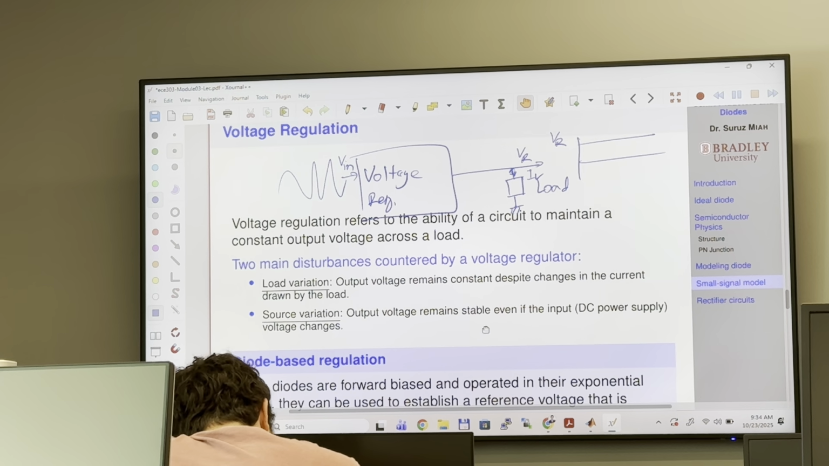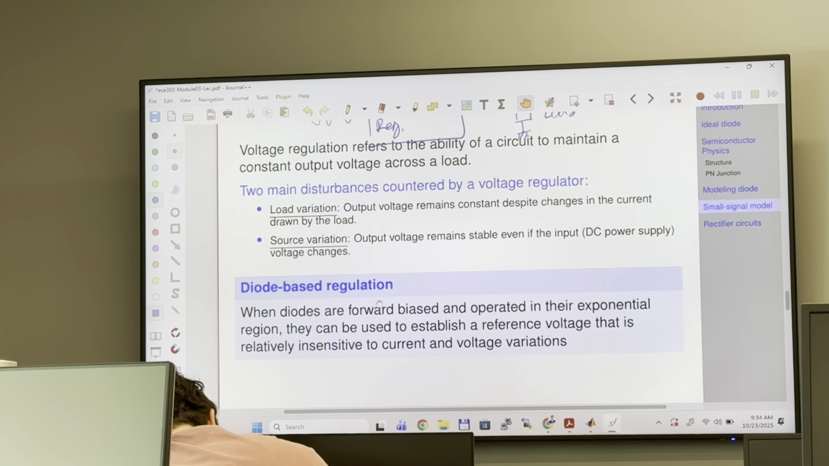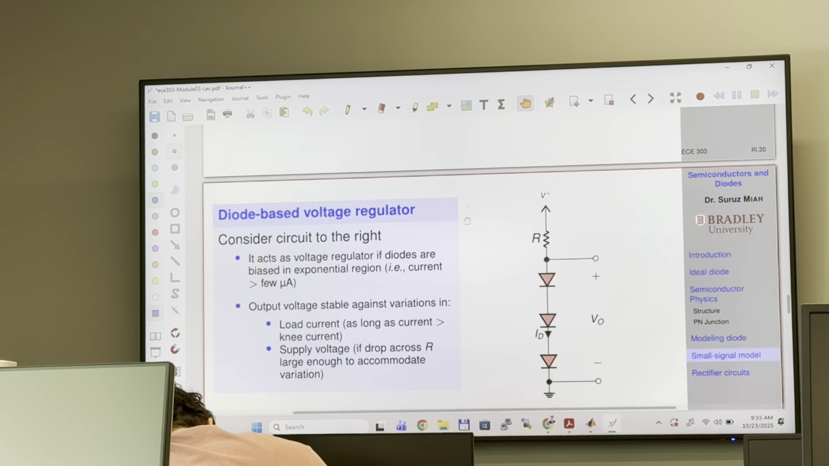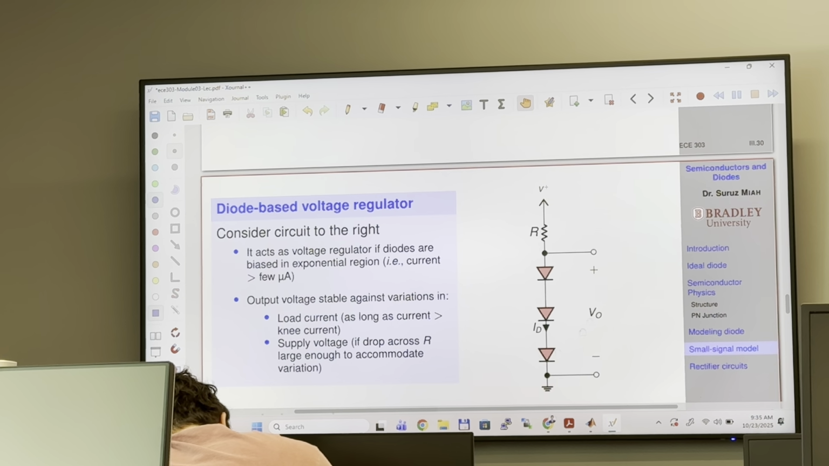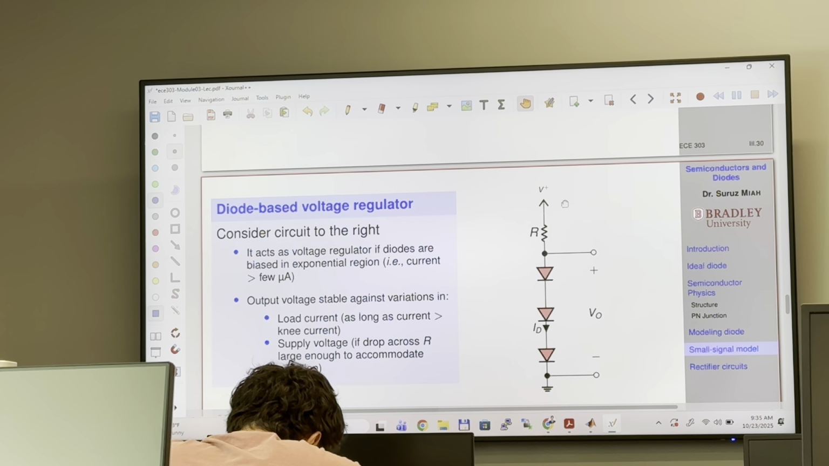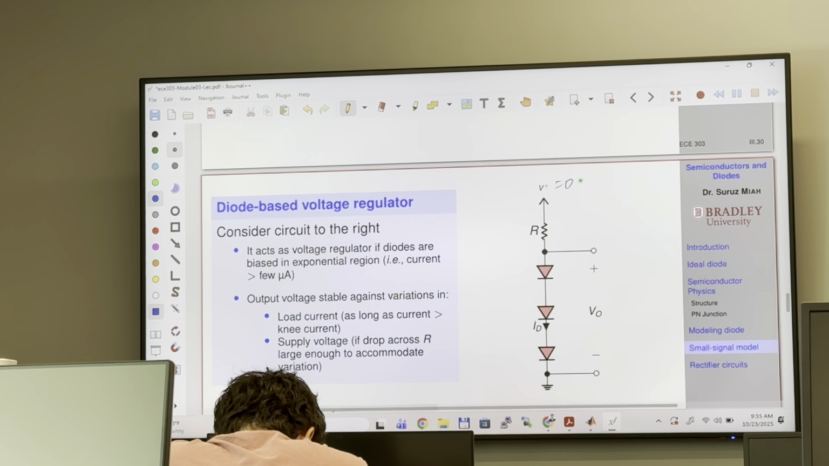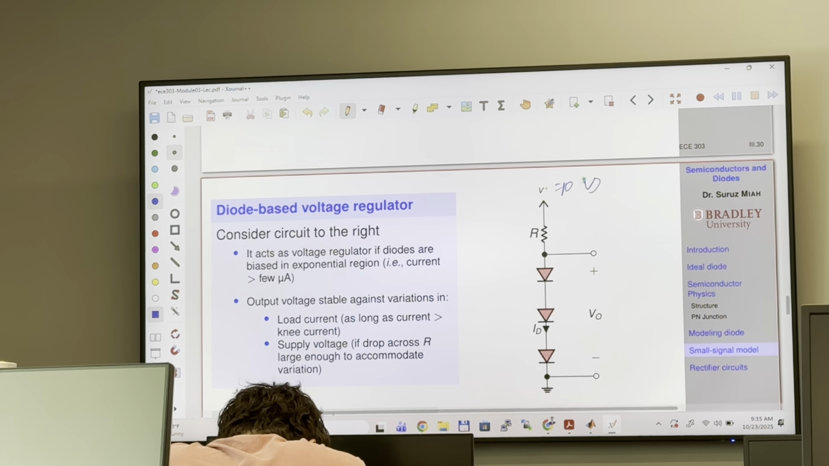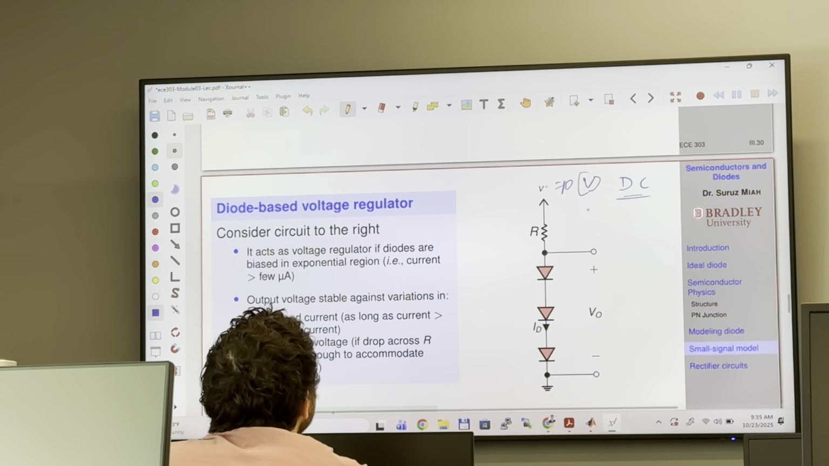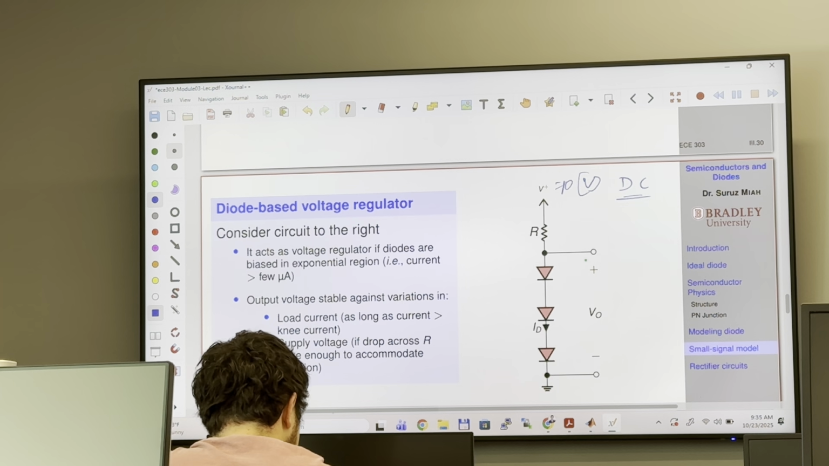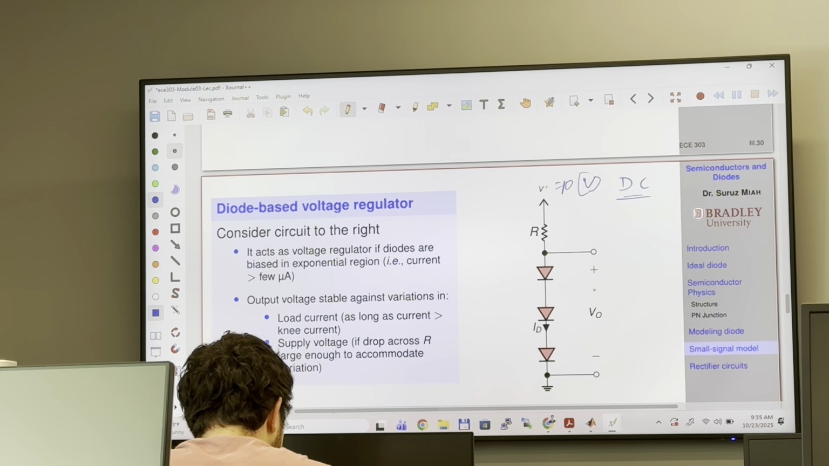A voltage regulator circuit can be implemented in many different ways. We are going to see the diode-based voltage regulation, shown in the circuit right here. Look. After you apply some DC voltage here, let's say this DC voltage equals 10 volts. If you apply 10 volt DC, what is the output voltage here, guys?